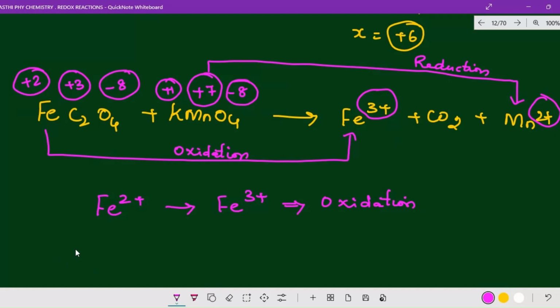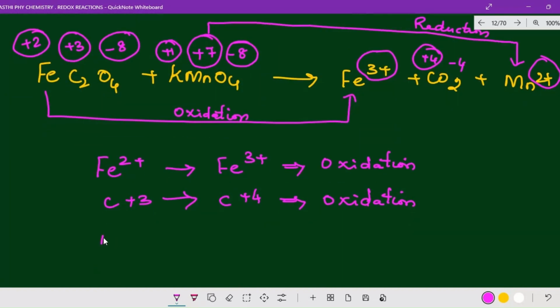And the same way, carbon. They didn't mention it, but still I would like to mention it here. So here this is actually +3, right? So +3 is converted to what? Carbon dioxide. Here in carbon dioxide, oxygen is -2, that means here carbon is +4, right? So here also oxidation takes place. Oxidation, right.